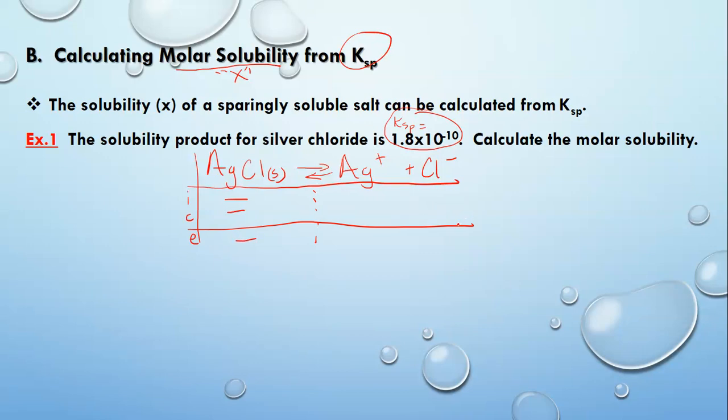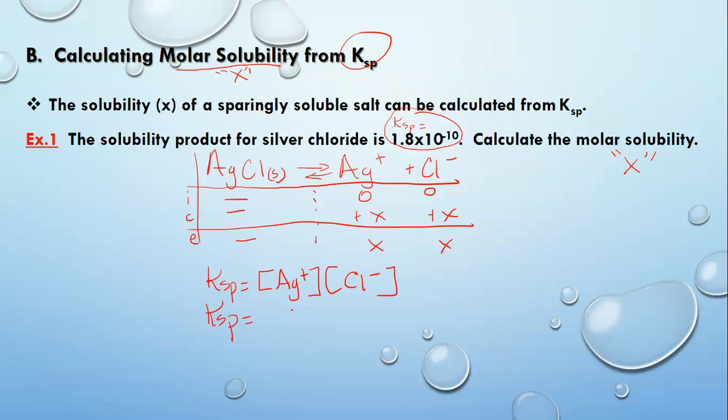All right. So it says calculate the molar solubility. So we are just asked to find x here. We're looking for whatever the value for x is. So again, 0, 0. This will be plus x. This will be plus x. So x, set up your law of mass action. That would become KSP equals the concentration of the silver ion times the concentration of the chloride ion. KSP is equal to x times x, or x squared.